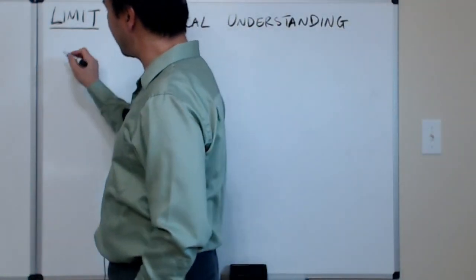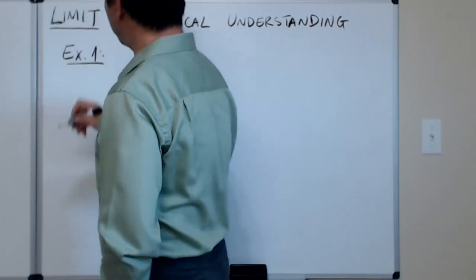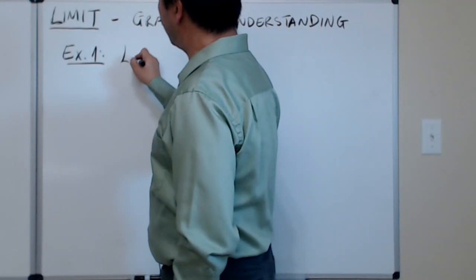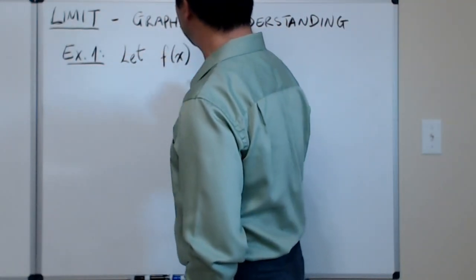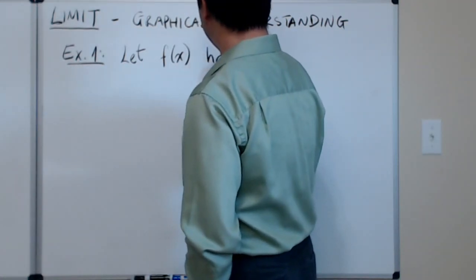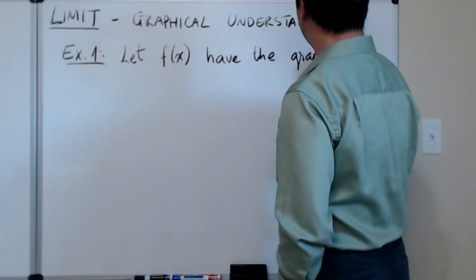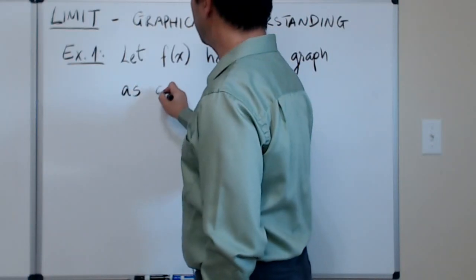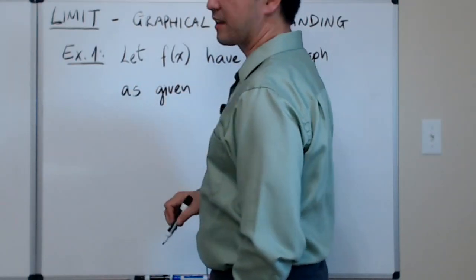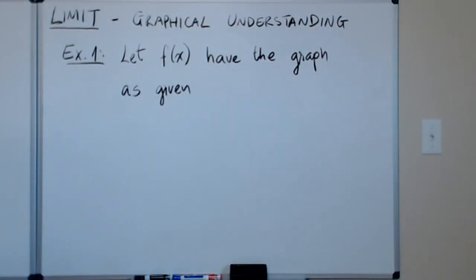So now I'm going to call that example 1. Let's say I'm going to have a worded instruction here. I'm going to let some function f of x, let f of x have the graph as given. Okay, so what graph is this? This is the graph of our f of x.